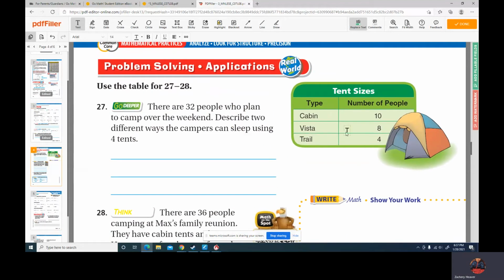The next one, we're going to use this chart to answer these. It says there are 32 people who plan to camp over the weekend. Describe 2 different ways the campers can sleep using 4 tents. So we have 32 people that want to go. Describe 2 different ways the campers can sleep using 4 tents. So we're going to have to try to make 32 by using 4 tents.